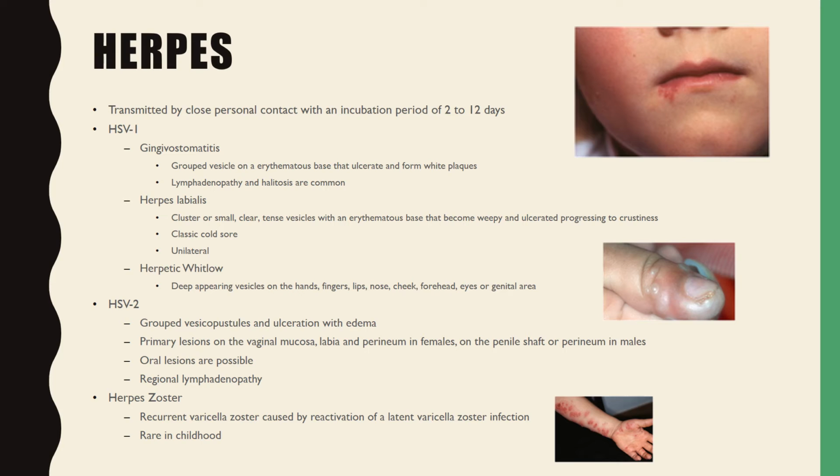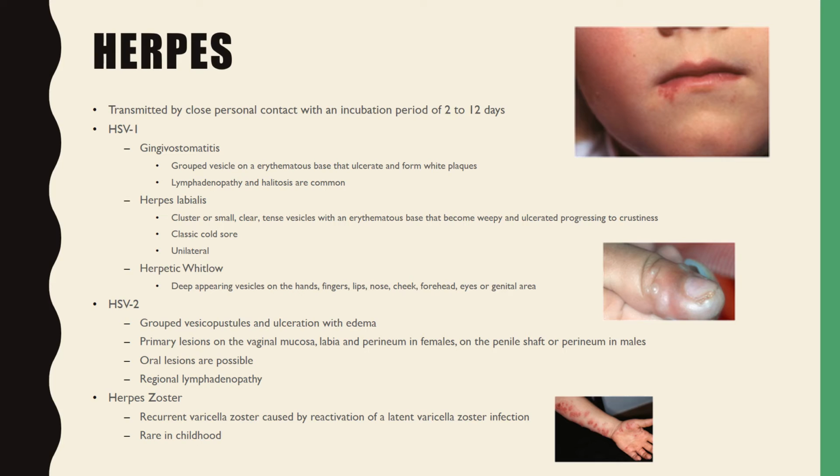You can see that picture there on the right. This is a deep appearing vesicle on the hands, fingers, lips, nose, cheek, forehead, eyes, or genital area. Then there's HSV2. These are group vesicopustules and ulcerations with edema. Primary lesion is usually in the vaginal mucosa, labia, and perineum in females, and on a penile shaft or perineum in the males. Now I say that HSV1 is typically oral and HSV2 is typically genital, but not always.